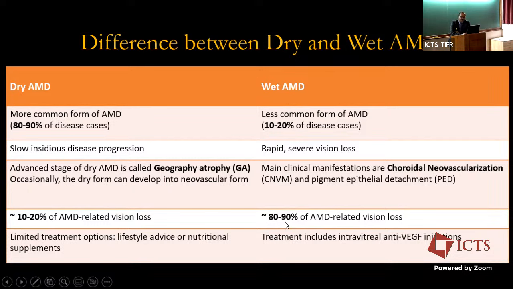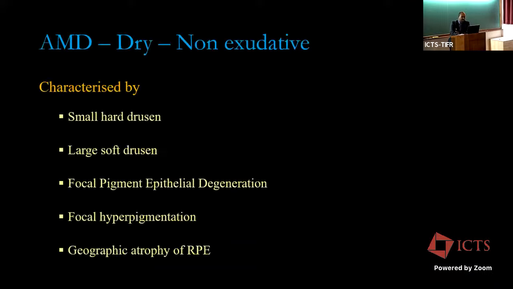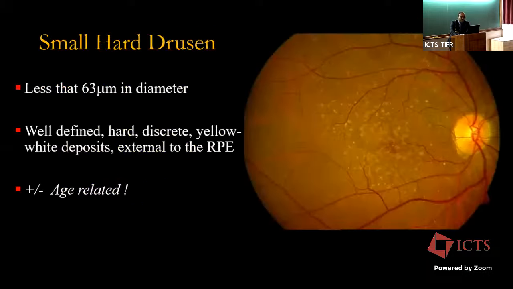And dry AMD is characterized, as I said, by geographic atrophy, and this can morph into wet AMD. The main clinical features being choroidal neovascularization will typify this. And the treatment would be lifestyle advice or nutritional supplements. On the wet AMD side, anti-VEGF or anti-vascular endothelial growth factor injections. So we'll see that. So dry AMD is characterized by small hard drusen, large soft drusen, focal pigment epithelial degeneration, focal hyperpigmentation, geographic atrophy. We'll see this.